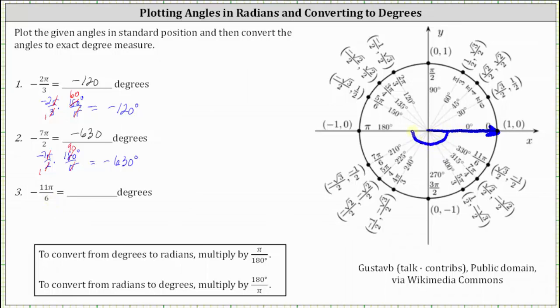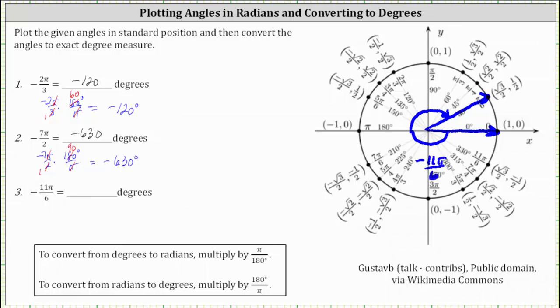And now let's keep going by 1/6 pi radians. We have negative 7/6 pi, negative 8/6 pi, negative 9/6 pi, negative 10/6 pi, and negative 11/6 pi. This is the terminal side. This is the standard position for the angle negative 11/6 pi radians.